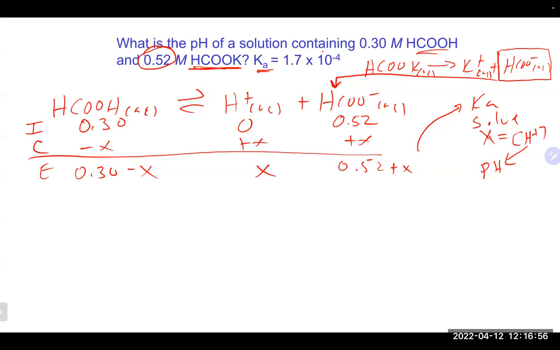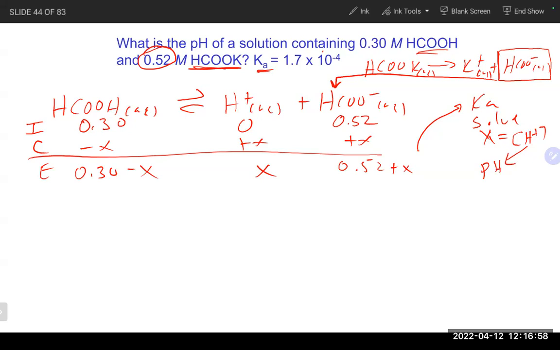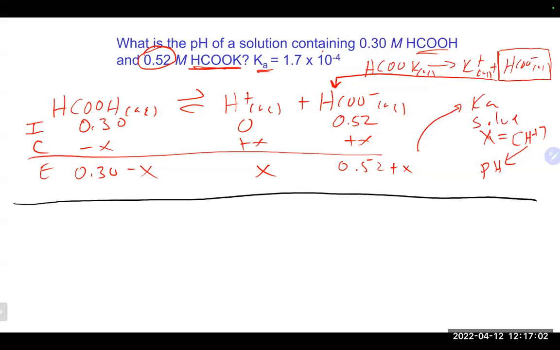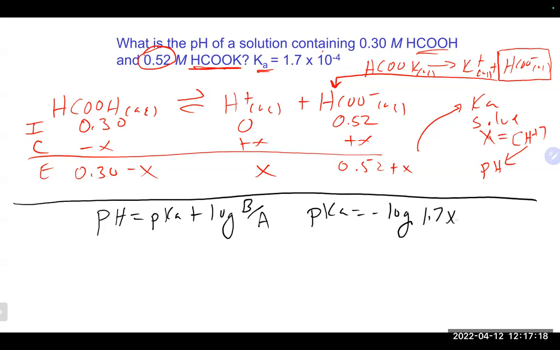Alternative to that, again, is you recognize that you have really a common ion situation happening here. We could skip all the ICE table part and go directly into the Henderson-Hasselbalch equation here, where we would calculate our pKa value as minus the log of the Ka, which would be 1.7 times 10 to the minus 4. Let's say 3.77. Sounds good.